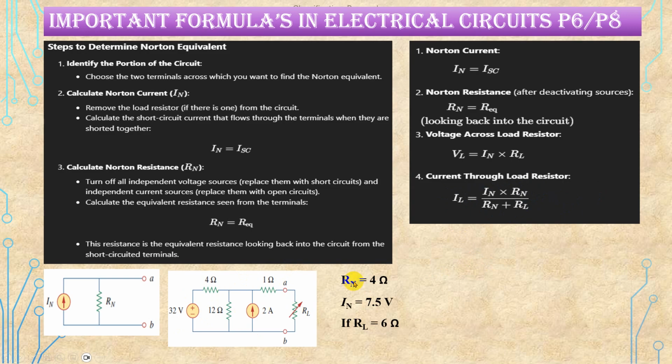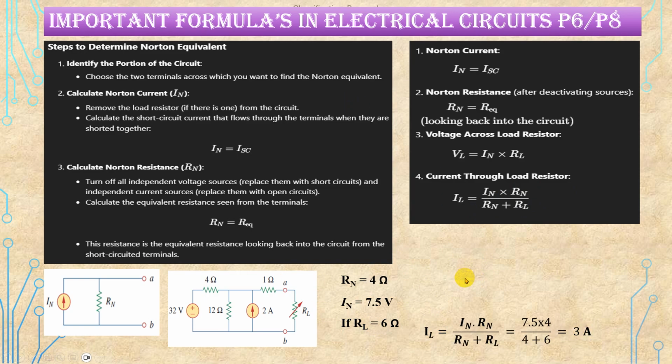Now by solving the equation, we have RN of 4 ohms, which is equal to R Thevenin. Both are the same because the procedure is the same. Now IN, by short circuiting this A and B terminal, we got 7.5. Now if we have RL equal to 6 ohms, find VL and IL. So IL is given by IN multiplied by RN divided by RN plus RL. IN is 7.5, RN is 4, and RL is 6, so 6 plus 4 is 10. So 4 into 7.5 divided by 10 gives 3 amperes, same as the previous one.